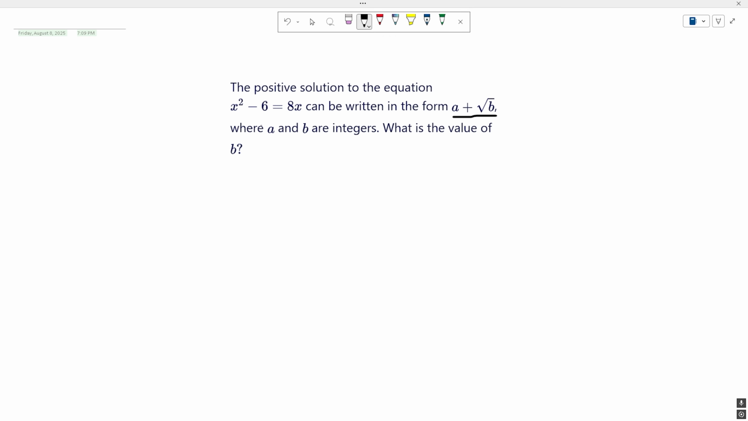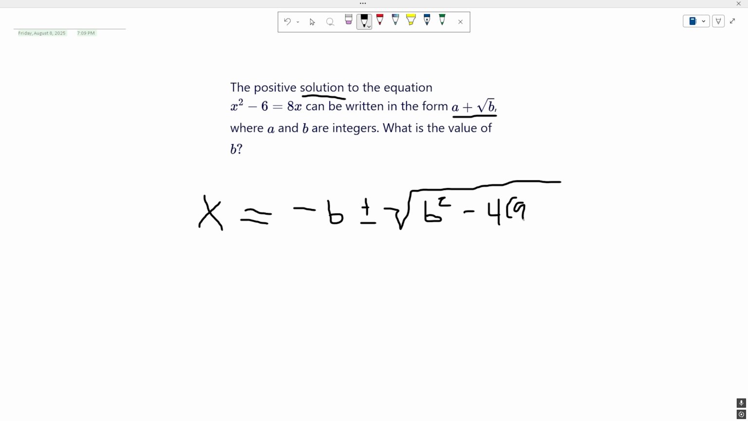So when we look at this quadratic and we see this a plus square root b and it's talking about solutions, we can think of the quadratic formula because that's how we get this form, and we're also looking for solutions. So the quadratic formula is x equals negative b plus or minus the square root of b squared minus 4 times a times c. And then this is all over 2 times a.